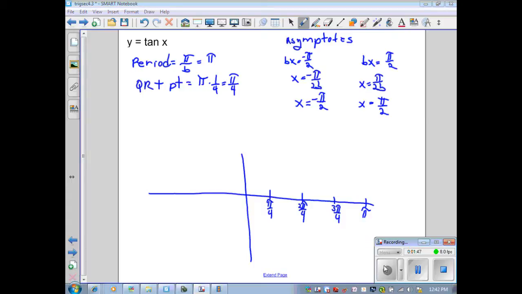Then we go on the left side of the origin, which will give me a negative pi over 4, a negative 2 pi over 4, a negative 3 pi over 4, and 4 pi over 4, which is a negative pi. Let's graph our vertical asymptotes. Here, x equals a negative pi over 2, which would be a negative 2 pi over 4, which is a negative pi over 2, and also at pi over 2.